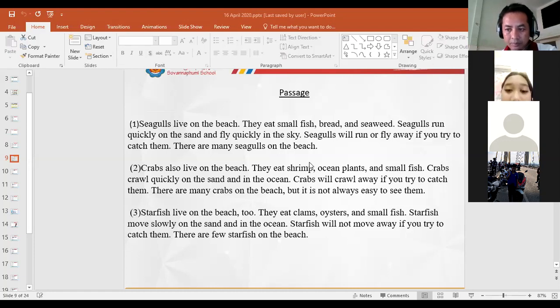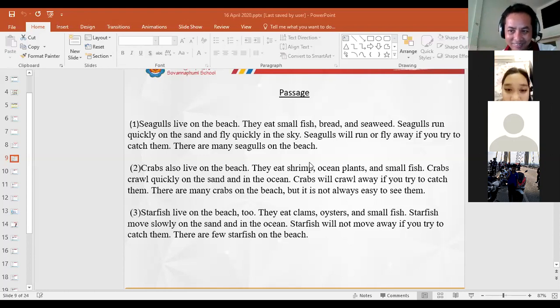Seagulls live on the beach. They eat small fish, bread, and seaweed. Seagulls run quickly on the sand and fly quickly in the sky. Seagulls will run or fly away if you try to catch them. There are many seagulls on the beach. On the beach, yeah, two times each.